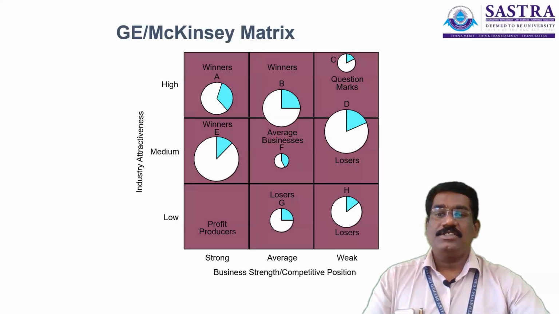If you look at this GE McKinsey matrix, there are two factors. Industry attractiveness is determined by many factors, and the other dimension we call business strength and competitive position. It has been categorized into 9 cells. You can see A, B, C, D, E, F, G, H, and let us explain how these quadrants have been defined.